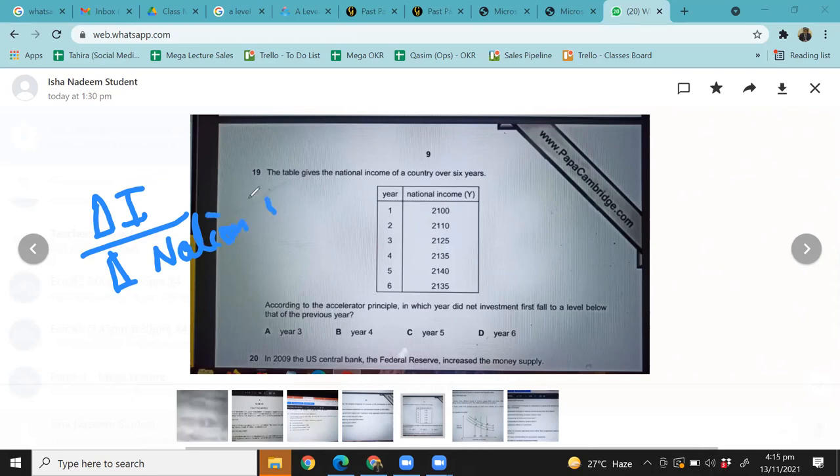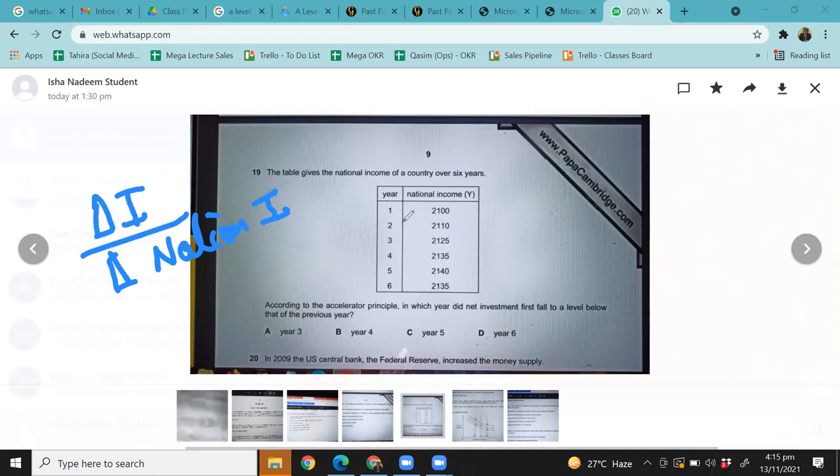Now, this being said, the question says, in which year did net investment fall to a level below that of the previous year? So if in any year, national income is changing less than in the previous year, in that case, the net investment would fall.